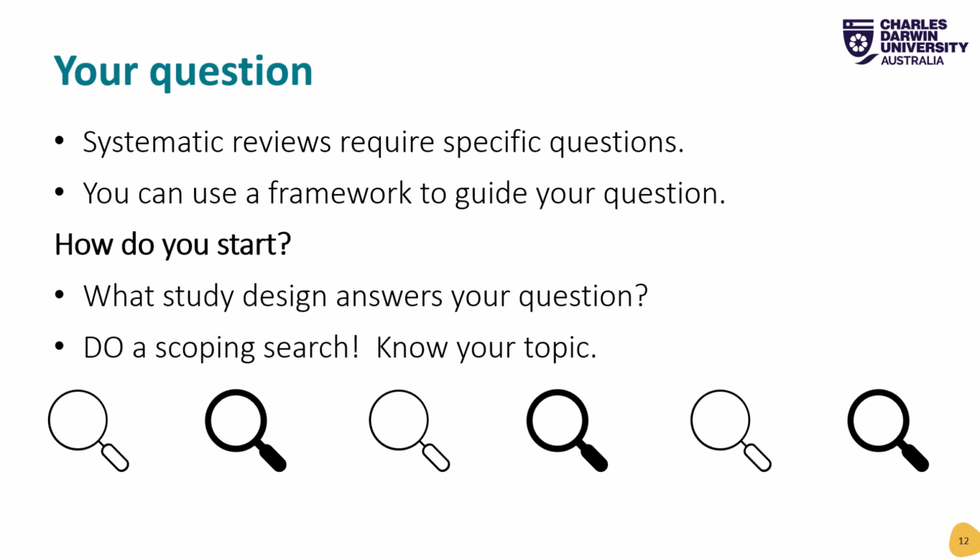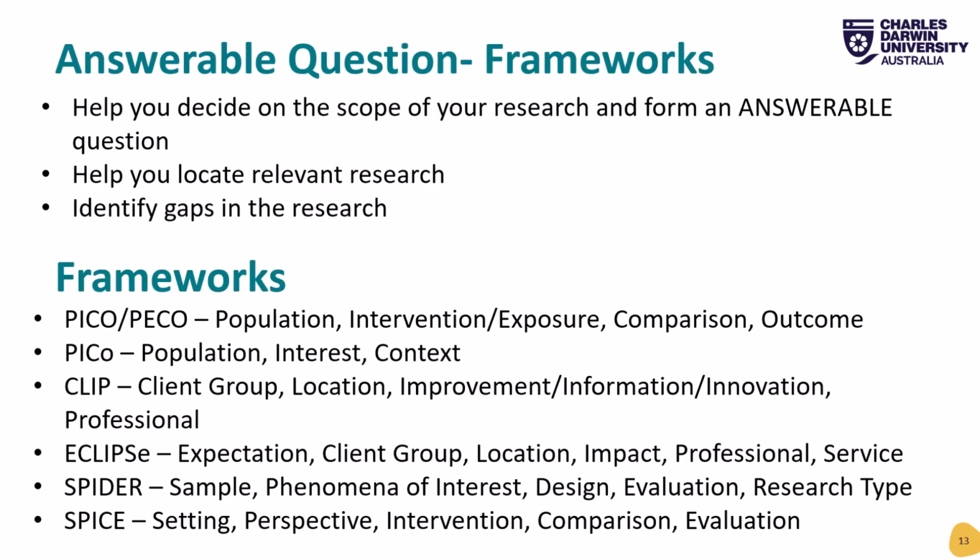Is it qualitative or quantitative? And do a scoping search first. The more you know about your topic, the easier it is to understand whether your research question is capable of being narrow enough for a systematic review. There are several frameworks that can help you develop an answerable question. It will help you decide the scope of your research, and that can be answered within the systematic review.